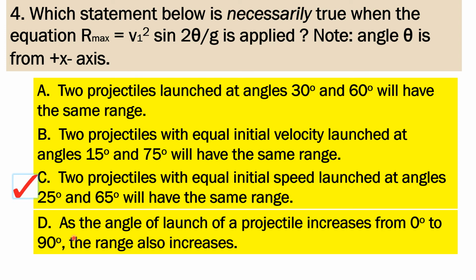So that statement in option D is not exactly true. If you are asked to modify this statement, what you should say must be, as the angle of launch of a projectile increases from 0 to 45, then the range increases. But if the angle is increased from 45 up to 90, the range decreases. That is how you should modify this statement. But right now, it is not necessarily true. So the best answer, therefore, is letter C.